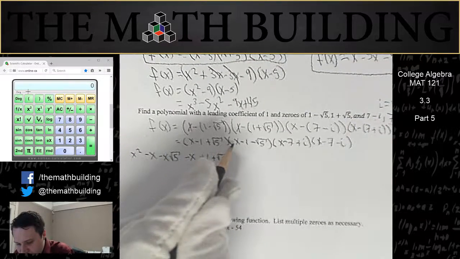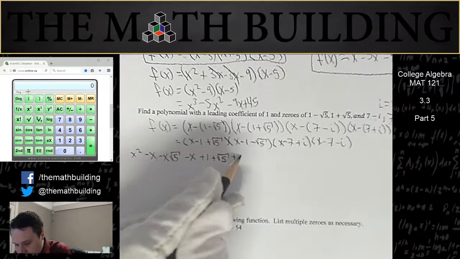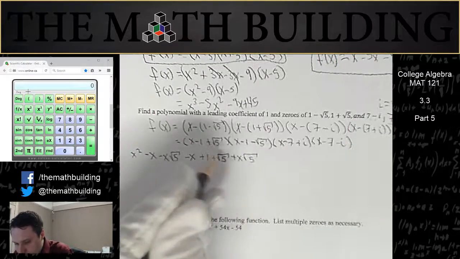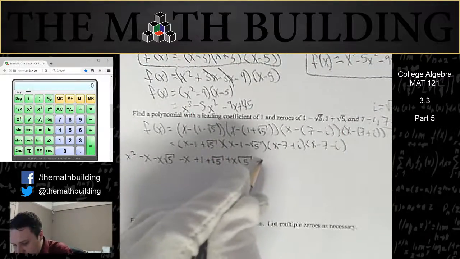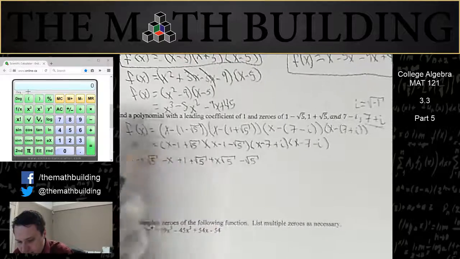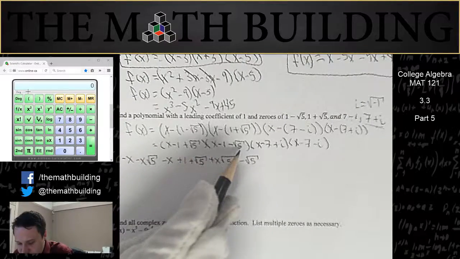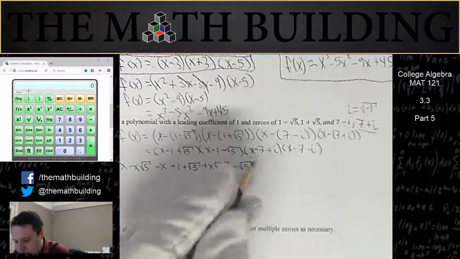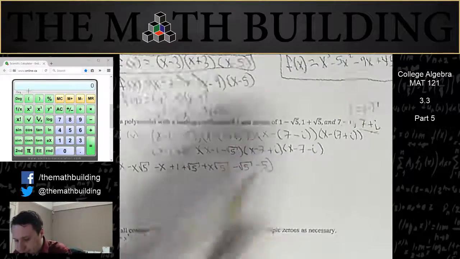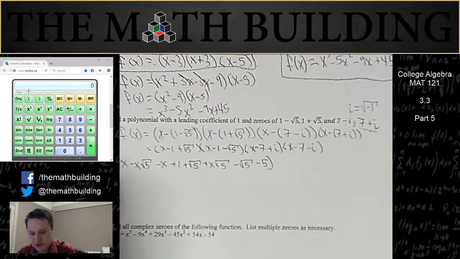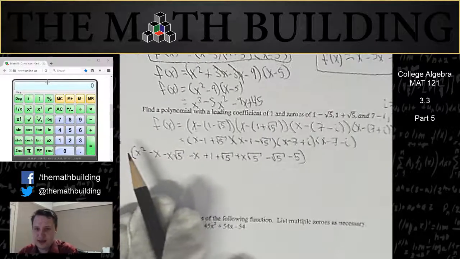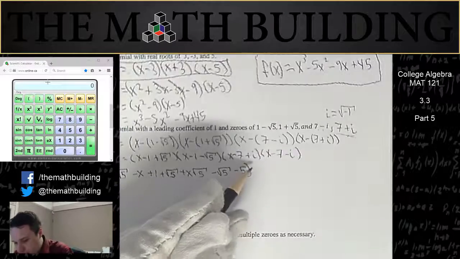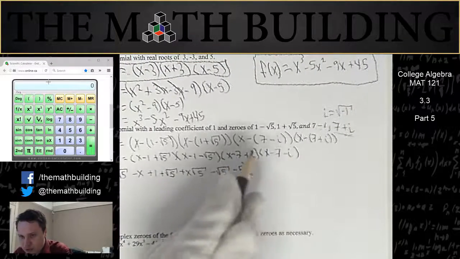Here we go. Root 5 times x is x root 5. Root 5 times negative 1 is negative root 5. And root 5 times negative root 5, well, that times that is just 5, and so it's going to be minus 5. So that was a lot, but you're going to see a lot of stuff will cancel in here, so that's nice. All right, let's do the FOILing of these two now.